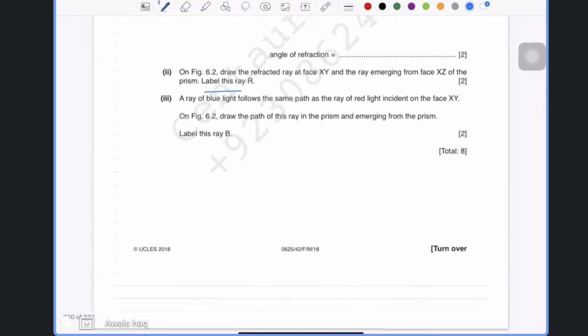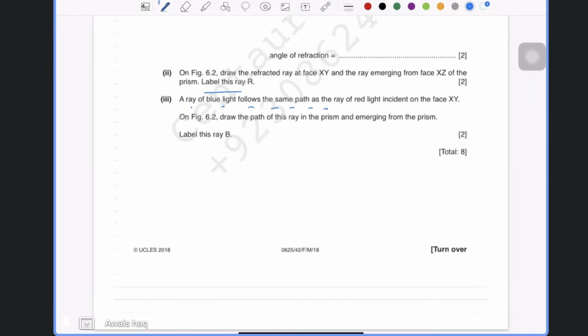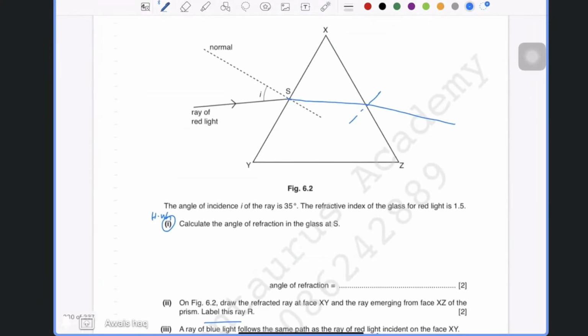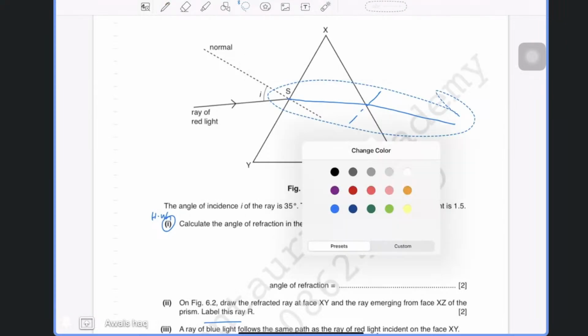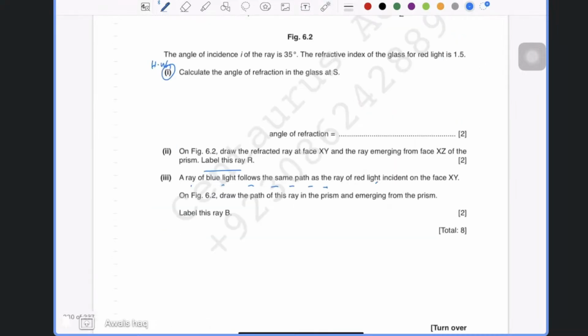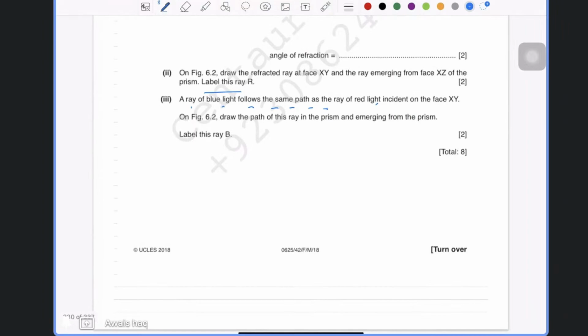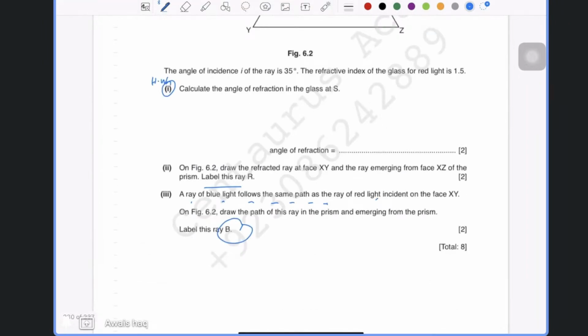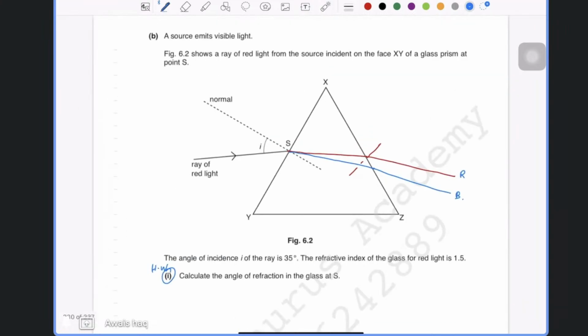Then it says a ray of blue light follows the same path as red light. Oh no, this was the red light, sorry. So let's color it red. If it was blue light, then obviously if it's coming from the same path, it will bend more than red. So this will be red, this will be blue. Is it clear to everyone? Like that. You got to label it B. Sorry. Oh, we have done it already. Very nice. Is it clear, everyone? Any questions? Anything you think is difficult here?